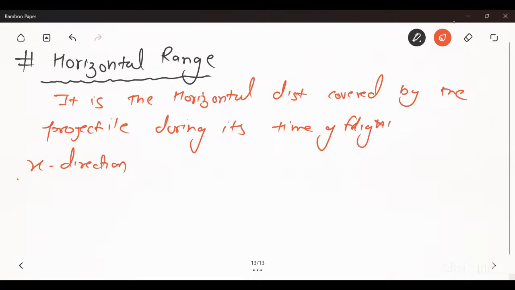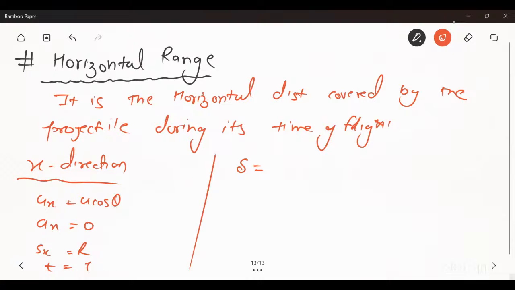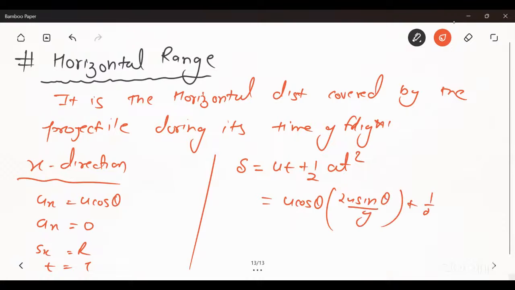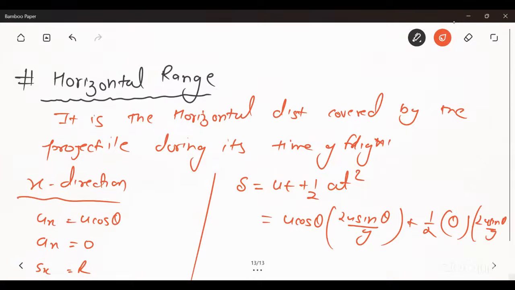So in x direction, we know that ux is equal to u cos theta, acceleration is 0, horizontal distance is R, and time is equal to the time of flight. So applying the equation of motion, s is equal to ut plus half at square. So u is u cos theta, and time of flight is 2u sin theta by g, plus half, and acceleration is 0 in x direction, and time is 2u sin theta by g whole square. 0 into something is 0, so that whole term became 0.